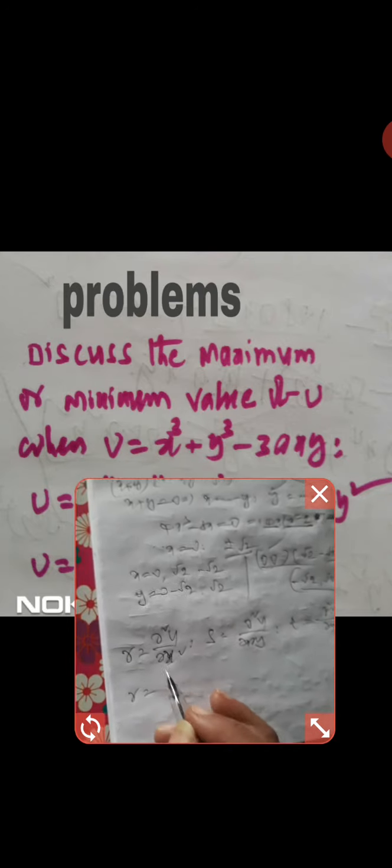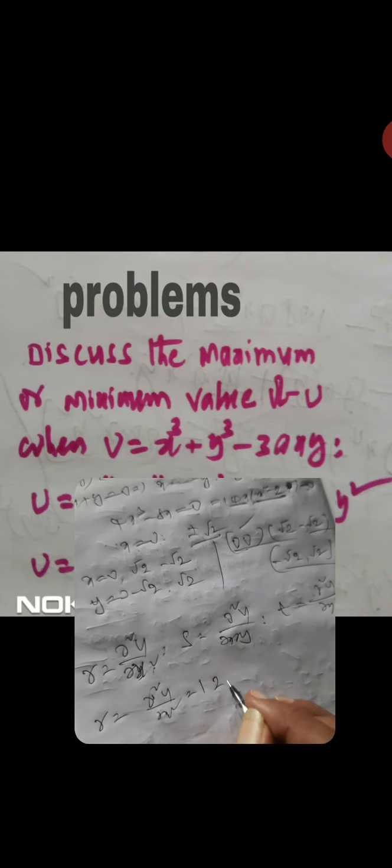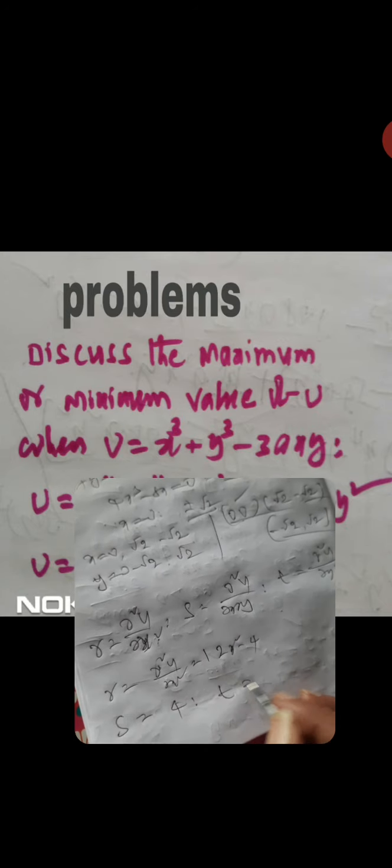See that answer. Now that is the case. Now what is that? R is equal to dou square u by dou x square, which is equal to 12x square minus 4. S is equal to dou square u by dou x dou y, which is 0. And T is equal to dou square u by dou y square, which is 12y square minus 4.